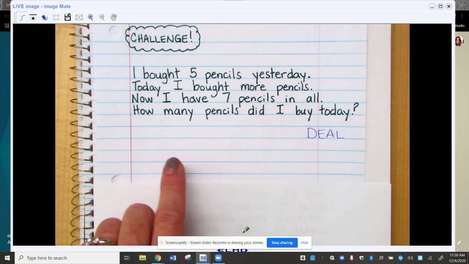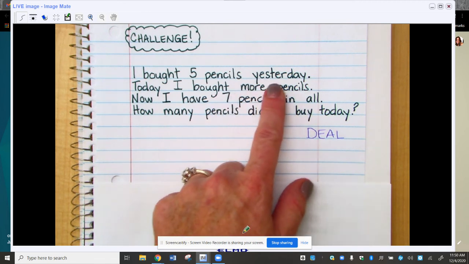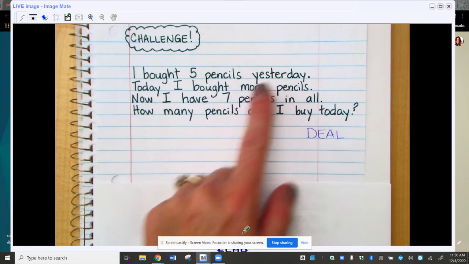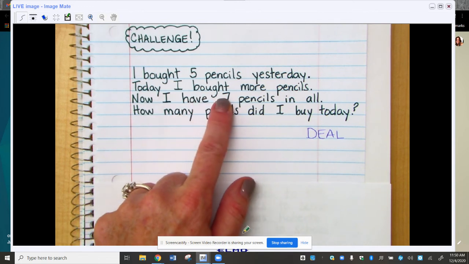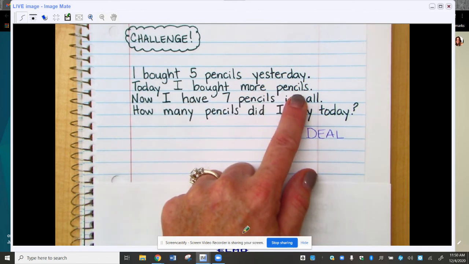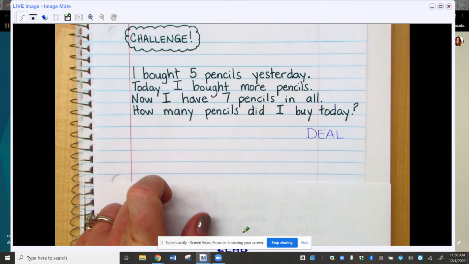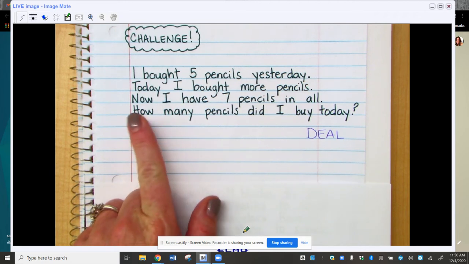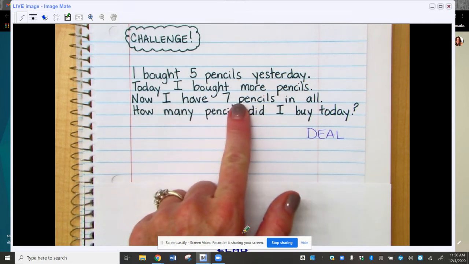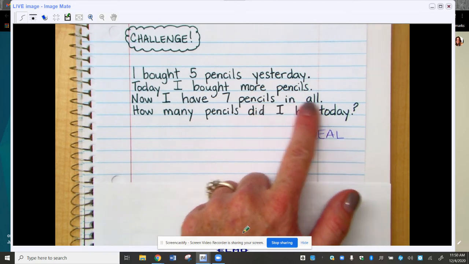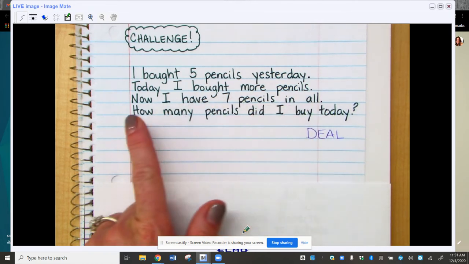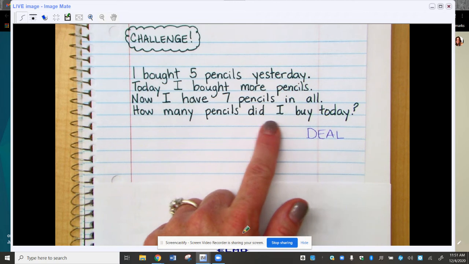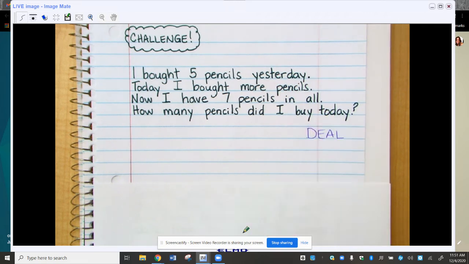I bought 5 pencils yesterday. Today, I bought more pencils. Mr. Cousins does say I'm always shopping. Now I have 7 pencils in all. How many pencils did I buy today?